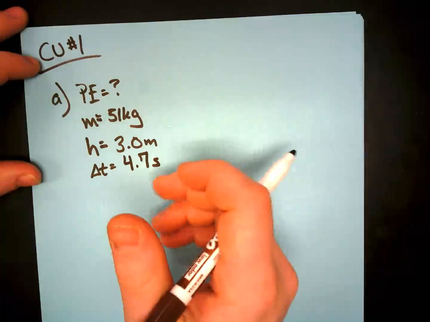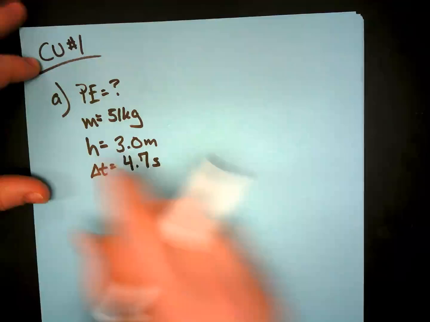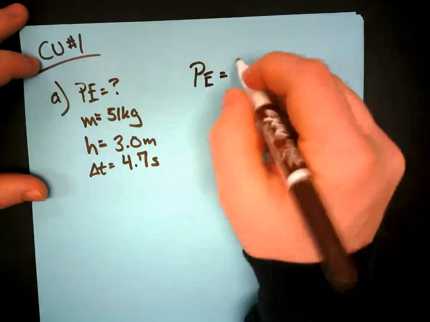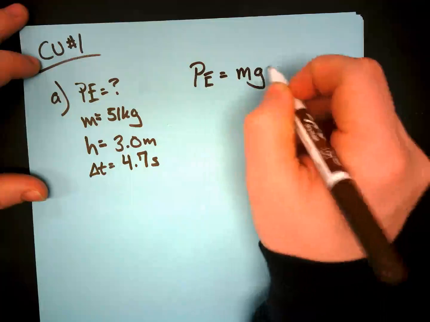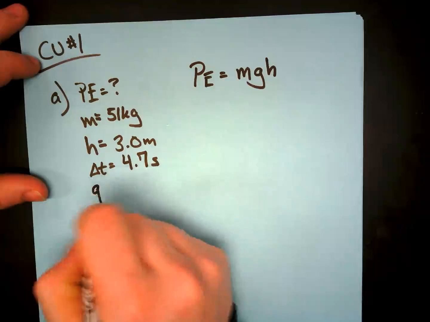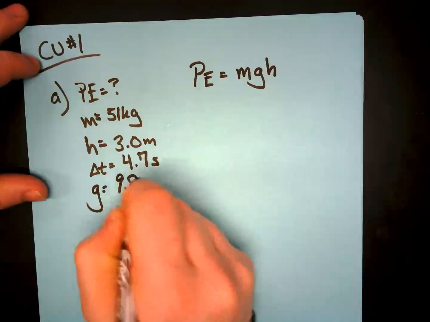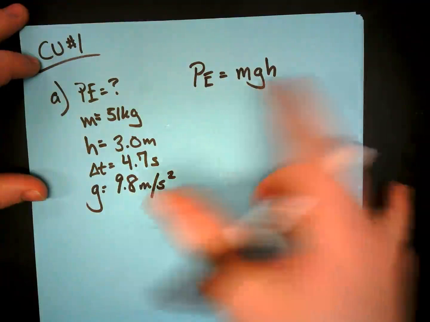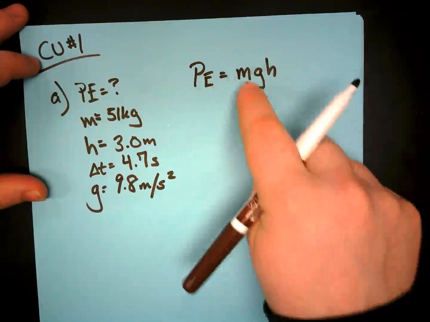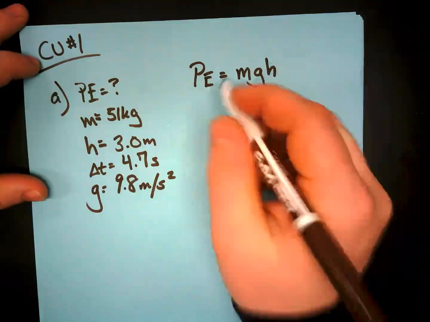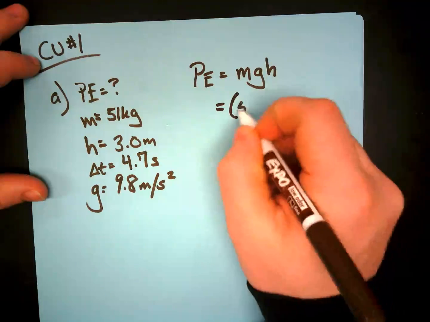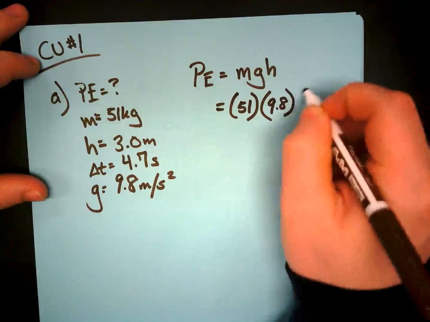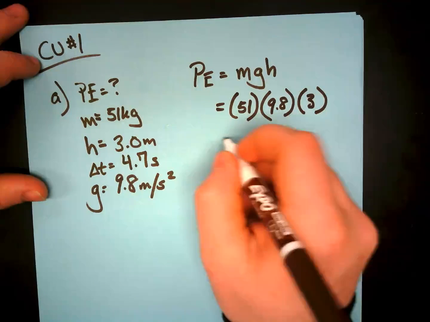So we're just going to calculate the potential energy. And remember, I know we just learned this, but potential energy is going to be mass times the acceleration due to gravity times height. So I'm going to write G over here. And remember, G is 9.8 meters per second squared. So all we really have to do is plug in for mass, plug in for G, plug in for H. So here it's going to be 51 times 9.8 times 3.